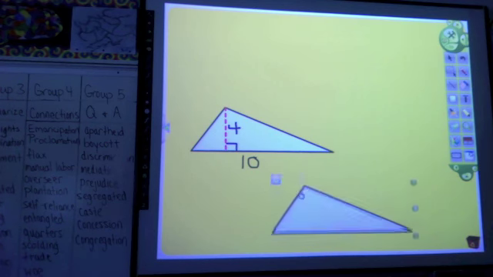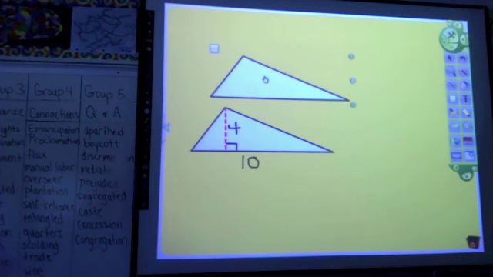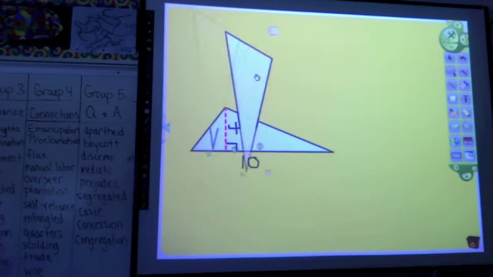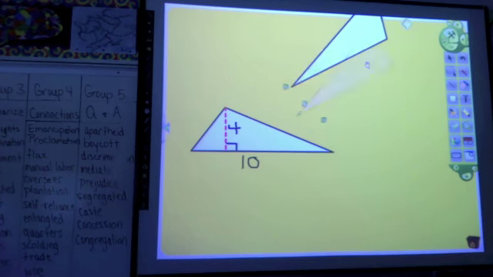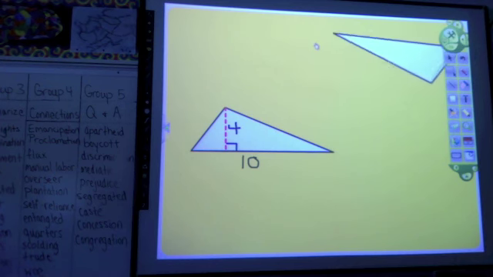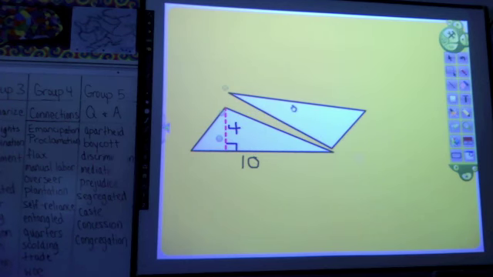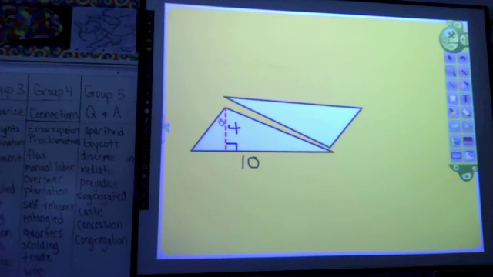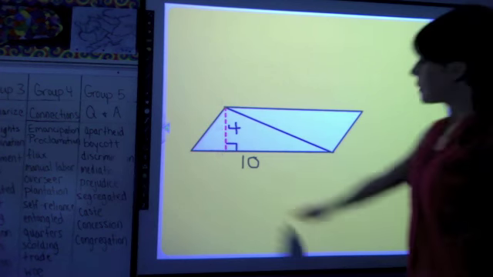All right, let's do one more problem like that. Go ahead and flip around my triangles. You can see here that I have two identical triangles, and when I flip this one around, I'm going to make a parallelogram. There we go. Bring it on in here. Move it around a little bit. There we go. Okay, so here I have a parallelogram.